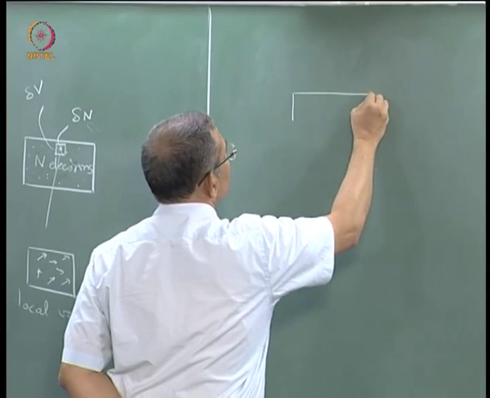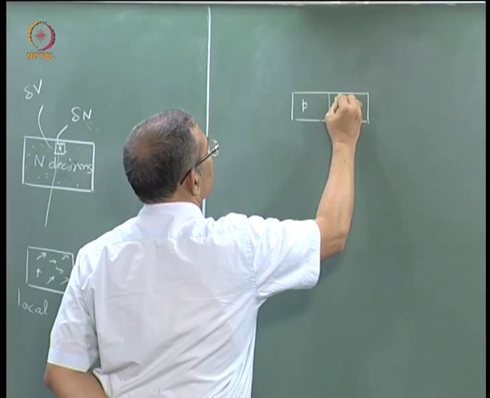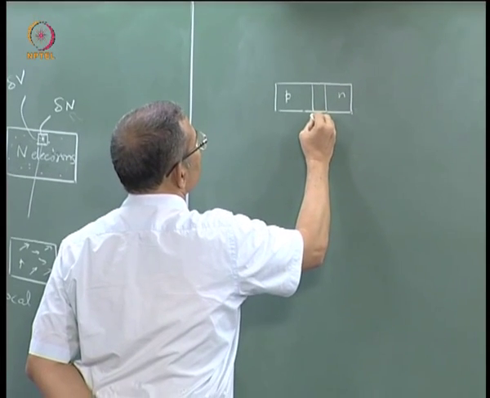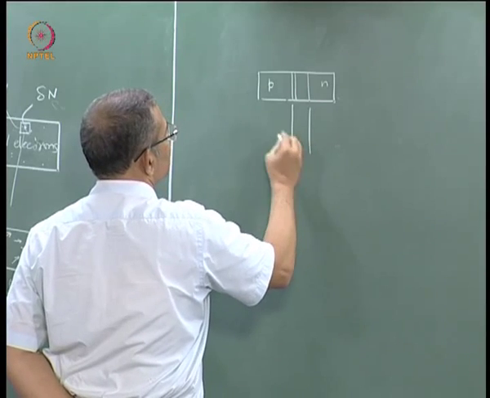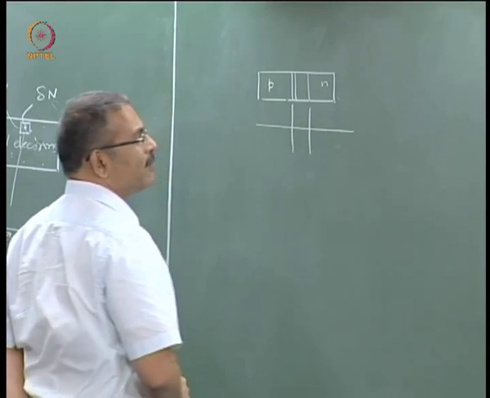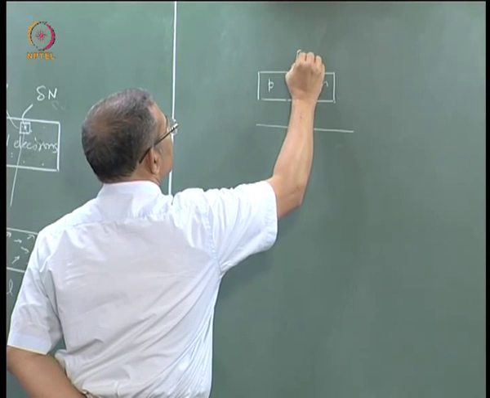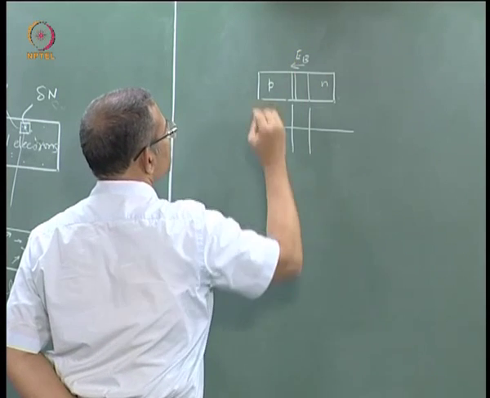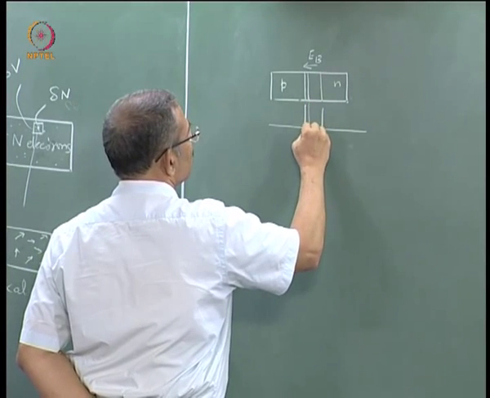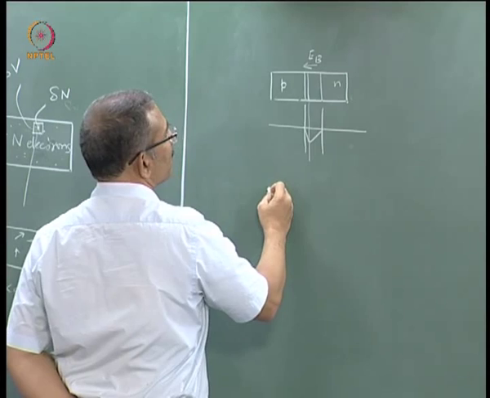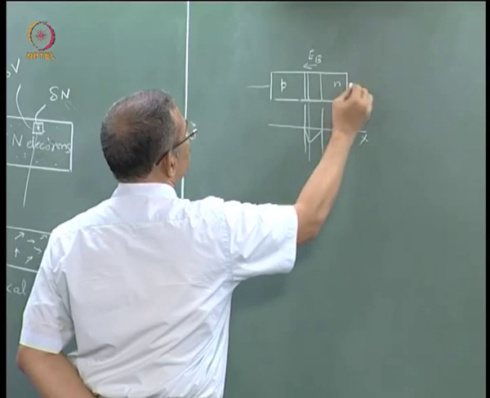Supposing you take a p-n junction, and this is the depletion layer. Supposing you are looking at the picture under equilibrium, then you know that there is a field from right to left, n to p region. This is a built-in field, and if I plot that field, it will look something like this as a function of x. Over and above this, I may superimpose an applied field.